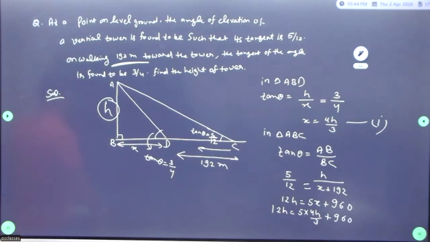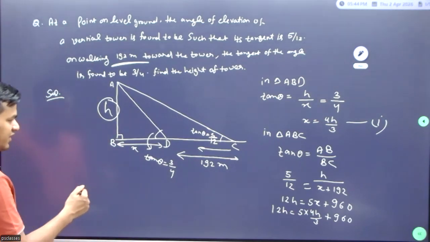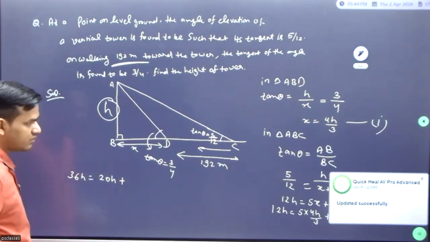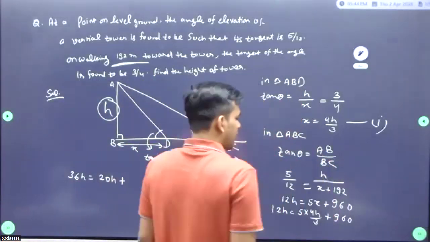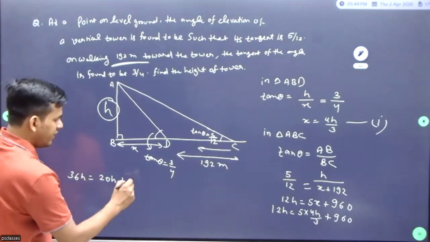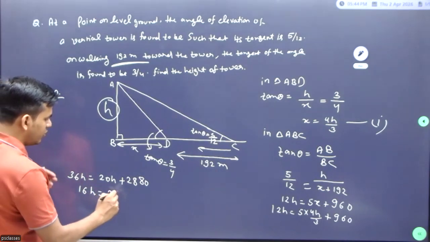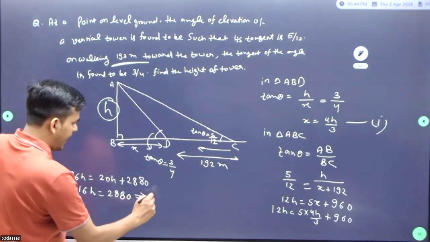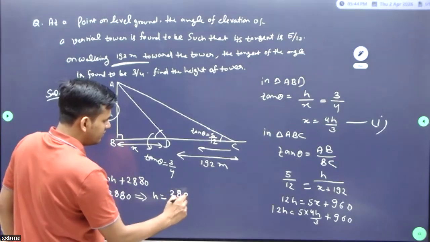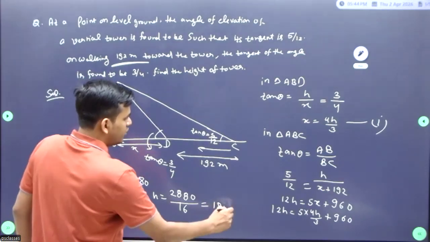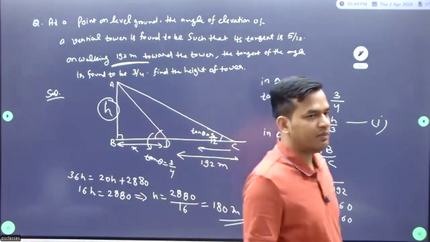This is a simple linear equation. So multiply with 3. 36h equal to 20h plus 3 into 960, that is 2880. So 36 minus 20, 16h equal to 2880, or h is equal to 2880 by 16. h equal to 180 meter. 180 meter is the height of the tower.